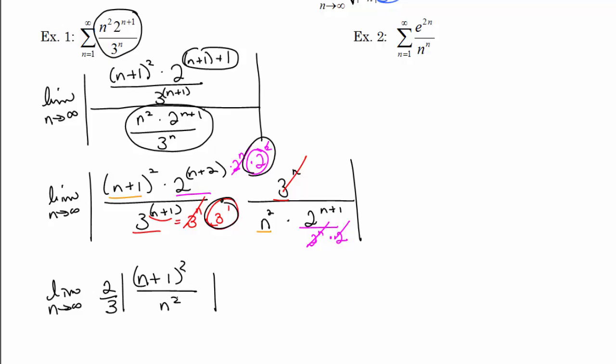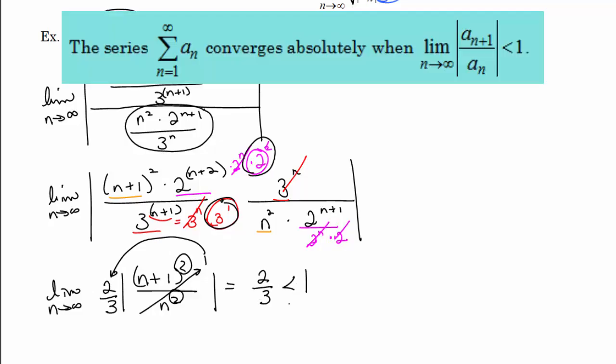Now can I take that limit? Yes, I can. So again, we have the same power, coefficient. So that is going to approach 1, and you're going, oh no, that's inconclusive. No, because I'm still multiplying by that 2/3. So that limit is 2/3, which is less than 1. So therefore, the series does what? It converges by the ratio test.